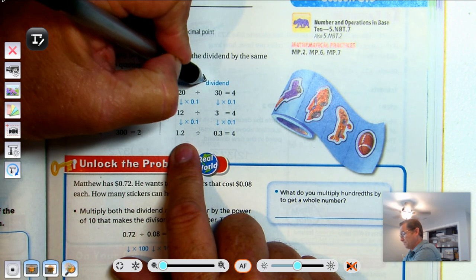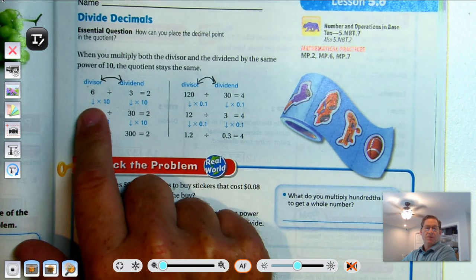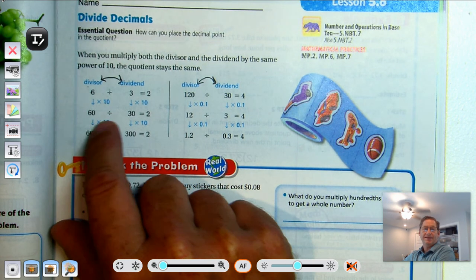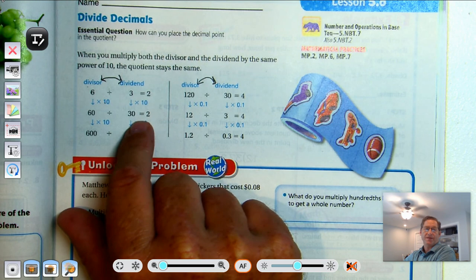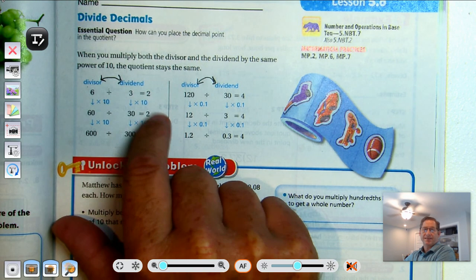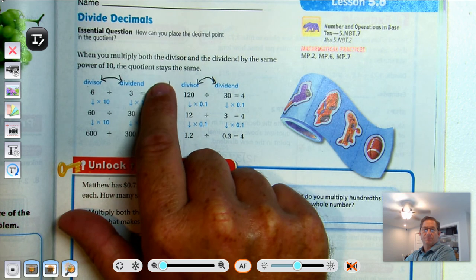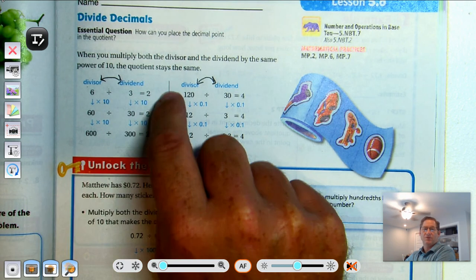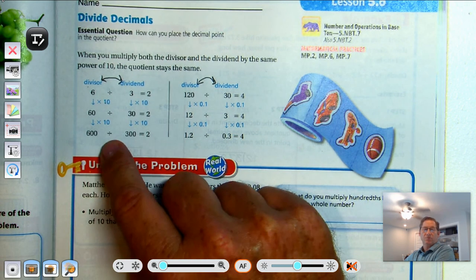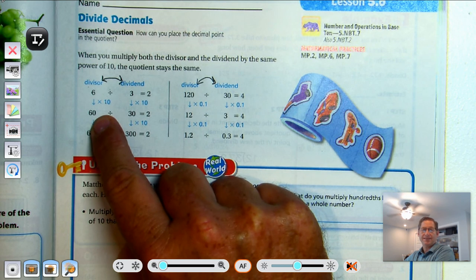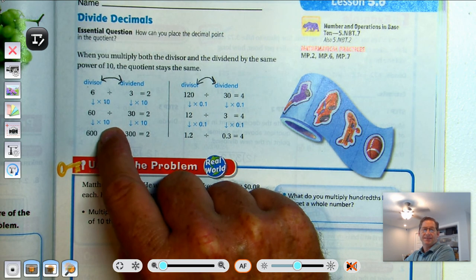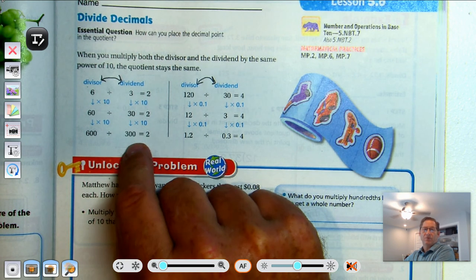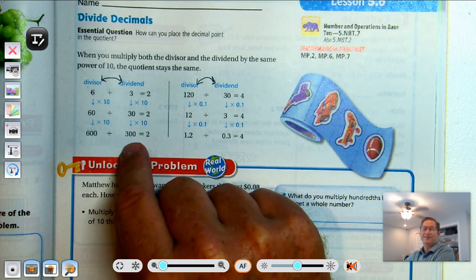All right. So if we multiply the dividend by 10, we'd get 60. If we multiply the divisor by 10, we'd get 30. And 60 divided by 30 is 2. So just multiplying both the dividend and the divisor by 10, we come up with the same quotient. So if we multiply the previous dividend by 10 again, 60 times 10, we'd have 600. If we multiply 30 by 10, we'd have 300. And 600 divided by 300 is still 2.